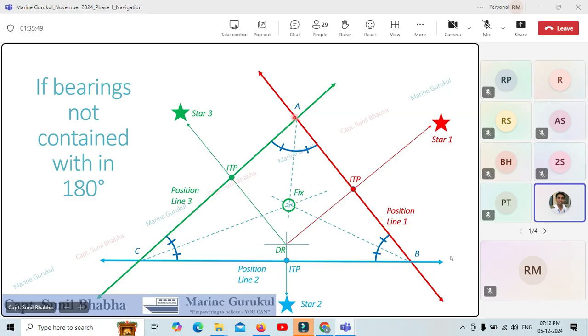So very simple method. Draw the three position lines, have the cocked hat or a triangle on your plot, draw the angle bisector of all the three angles of the triangle, and wherever these intersect, that point is the fix of the ship.